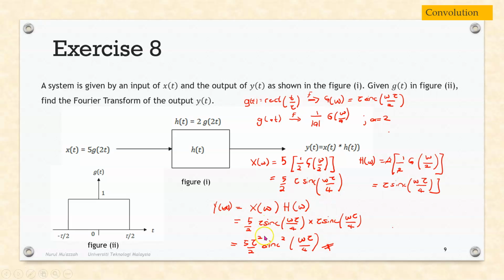So this is the answer for y omega. Again the question here asks you to find the Fourier transform of the output yt, which is y omega. So in order to solve for this, we need to find the x omega first, which is based on the gt, and also h omega, which is based on the gt as well. So in order to get x omega and h omega, you need to find g omega first. And in order to find the g omega, you need to find the rectangle function in time domain. Then only you can use these steps to get the y omega. So I think that's all the video tutorial for Fourier transform properties.